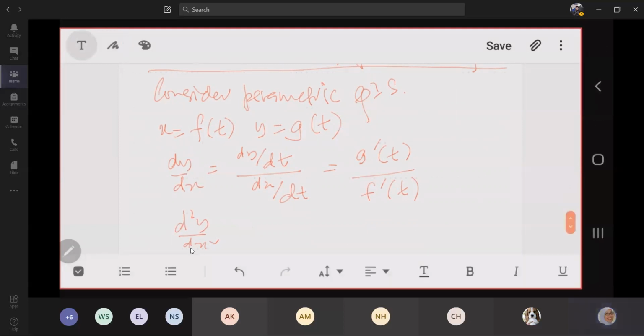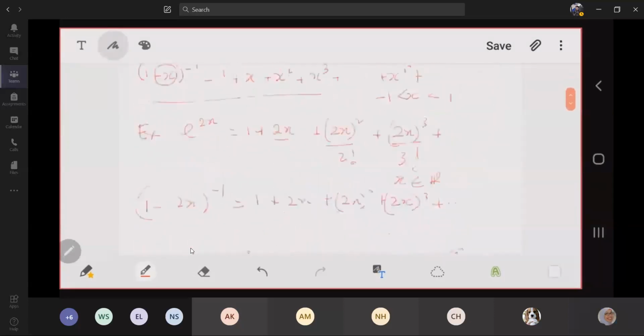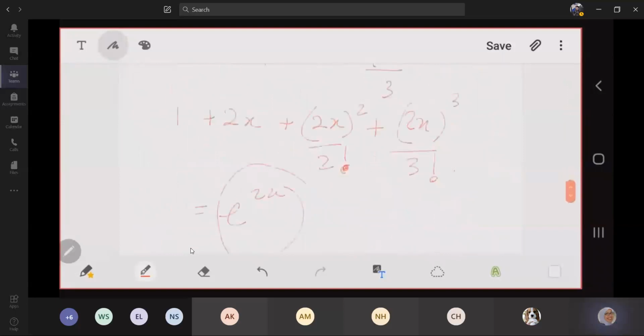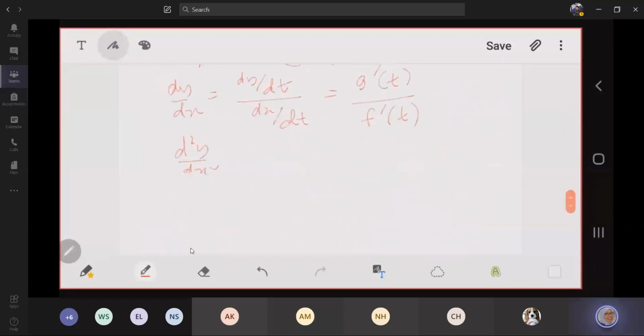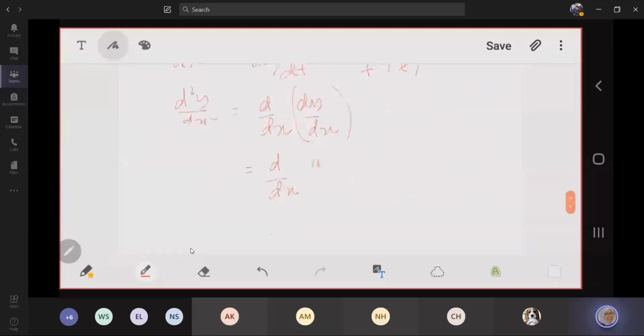Okay, the second derivative, d squared y by dx squared, is equal to d by dx of dy by dx. Okay, so this is equal to d by dx of our, Panju, you showed before.